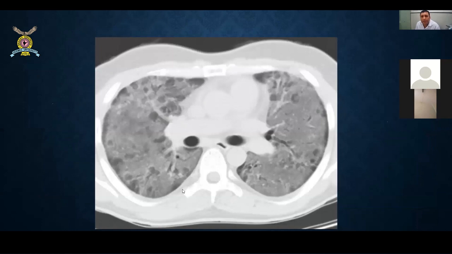So this is the classical appearance of ground glass opacity involving both the lung fields. You can see increased attenuation of the bilateral upper lobes, and you can see the vessels traversing through the opacity.